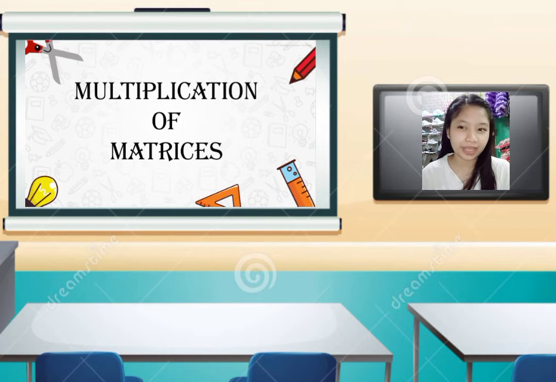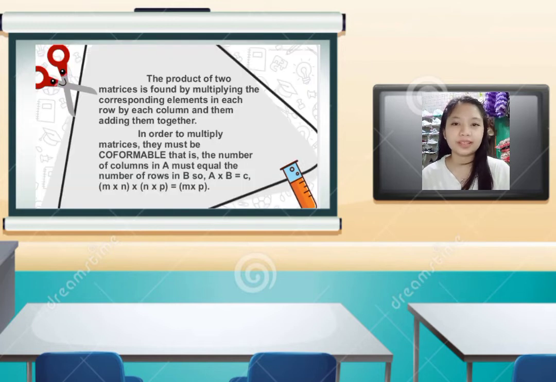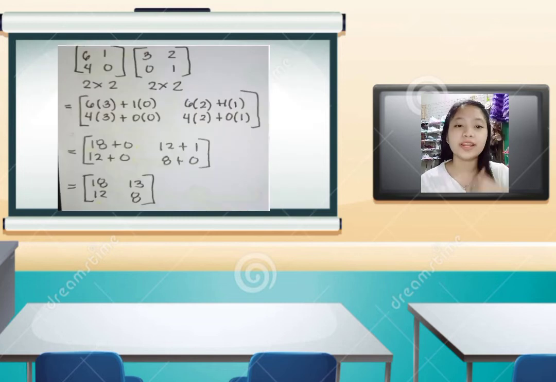Last is our multiplication of matrices. The product of two matrices is found by multiplying the corresponding elements in each row by each column and then adding them together. In order to multiply the matrices, they must be conformable, that is, the number of columns in A must be equal to the number of rows in B. So, A times B is equal to C, or M by N times N by P is equal to M by P. So now, let's find the product.